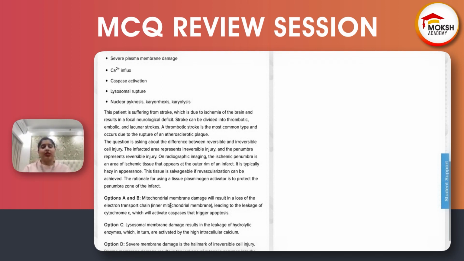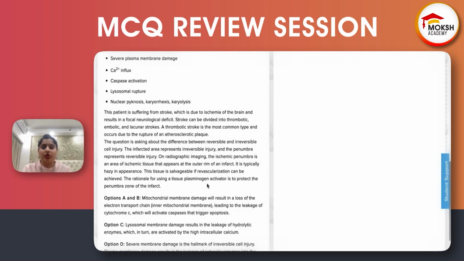Now, this question is asking about the difference between reversible and irreversible cellular injury. The infarcted area represents your irreversible injury, and the penumbra represents your reversible injury. I would suggest you go back and read in one of your medicine books, if you can get it from your seniors, if you're a junior in first, second or third year. And I'm assuming the other final year med students have the book. Go back and just read the mechanism of stroke: what happens in your penumbra region, and when is it reversible or irreversible, and things like that. Okay, it's a very simple concept. It'll take just 2 minutes, right?